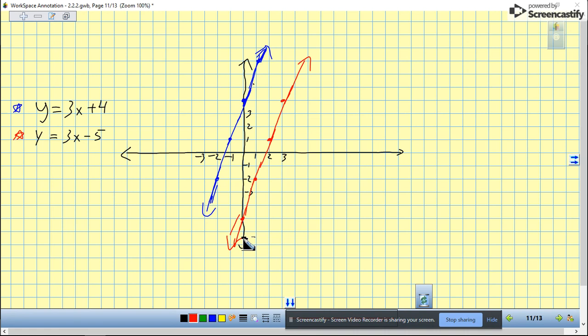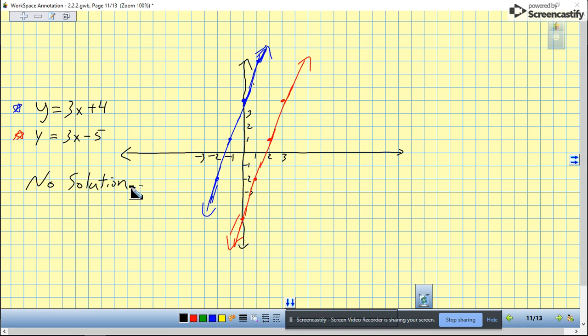So in that situation, since these never intersect, there is no point which will satisfy both of them, okay? And when that happens, we say that there is no solution, okay? Those are your three options.